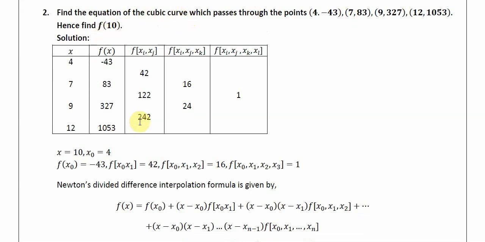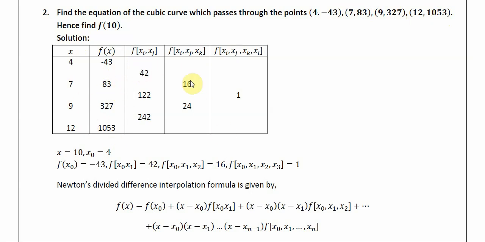Therefore ಈ ತರದ ಪ್ರಾಬ್ಲಮ್ಸ್ ಬಂದಾಗ ಏನು ಮಾಡಬೇಕು, ಫಸ್ಟ್ we shall write the divided difference table. x values ಏನು ಬರುತ್ತೆ, ಈ ಆರ್ಡರ್ಡ್ ಪೇರ್ಸ್ ಅಲ್ಲೆಲ್ಲ ಫಸ್ಟ್ ವ್ಯಾಲ್ಯೂಸ್ ಎಲ್ಲ x, ಸೆಕೆಂಡ್ ವ್ಯಾಲ್ಯೂಸ್ ಎಲ್ಲ y. Therefore 4, 7, 9, 12, these are the values of x. Minus 43, 83, 327 and 1053, these are the values of y. Then find the divided differences.